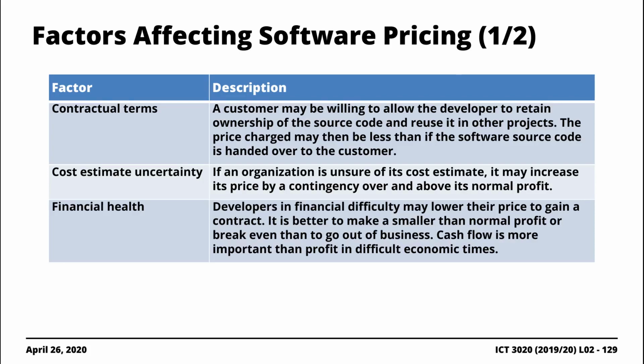So it could be the case that your clients might be willing to allow you to retain copyright access to the source code, right? In which case you'd be able to reuse it in other projects, so potentially make more money from already developed software by just making minor changes or alterations. If this is the case, then it makes sense that you probably underprice the project because you know that you'd be able to make more money as you're working with other clients.